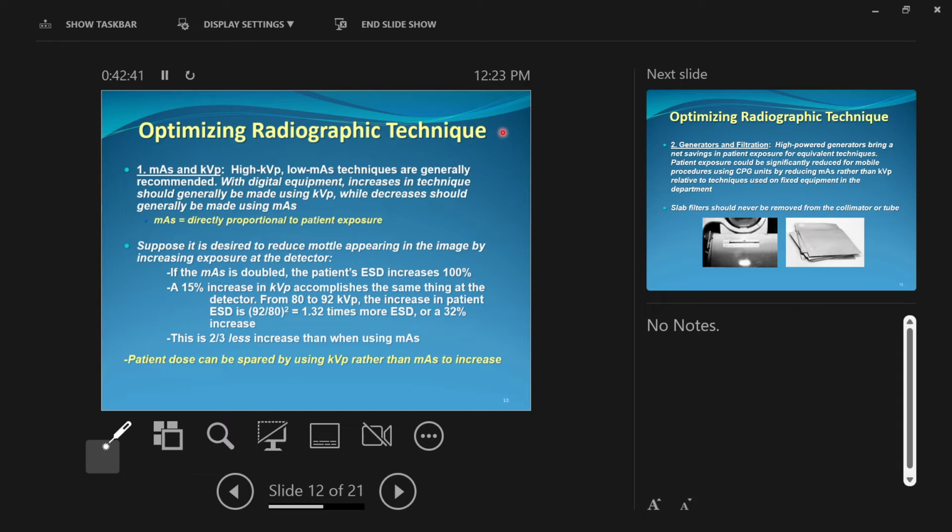The way you get the information to the image receptor is you pass the X-ray beam through the patient, right? So high kVp gets more of the X-ray beam to pass through the patient and get to the image receptor, okay?